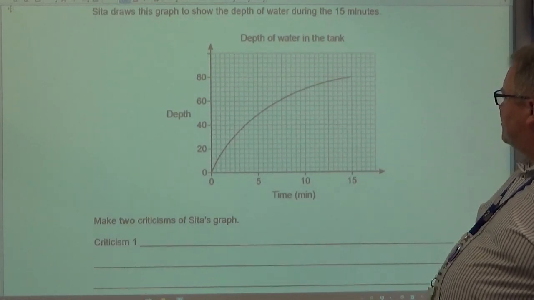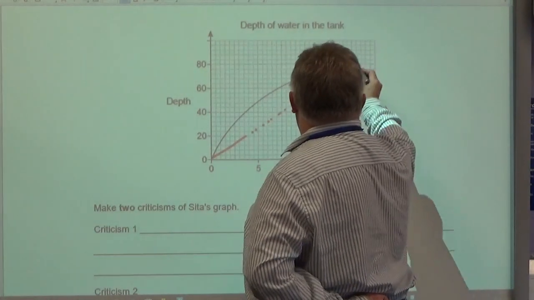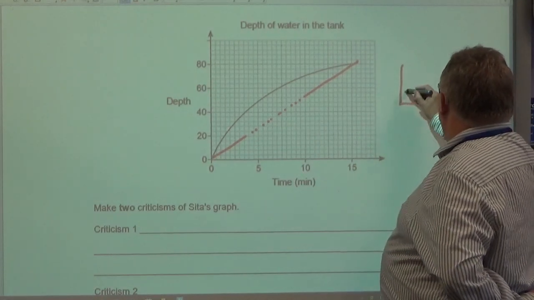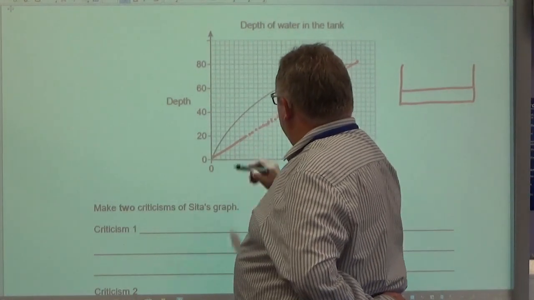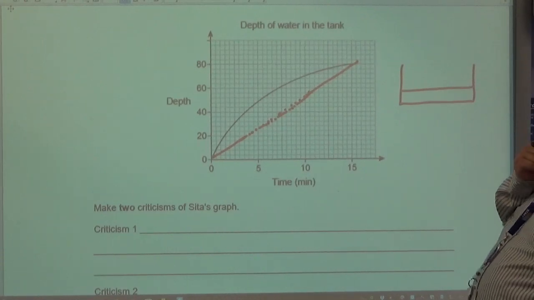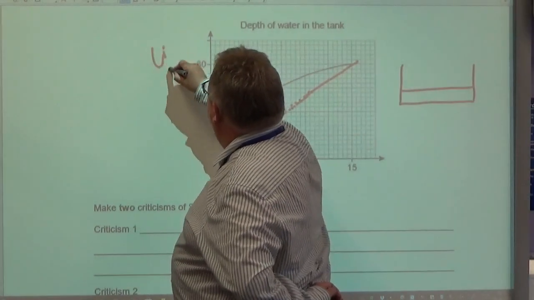So my first criticism is that actually this should be a straight line, because as the tank fills up at a constant rate, it would end up being a straight line there. A second criticism, can we see a second criticism? Well, actually, there's no unit there.